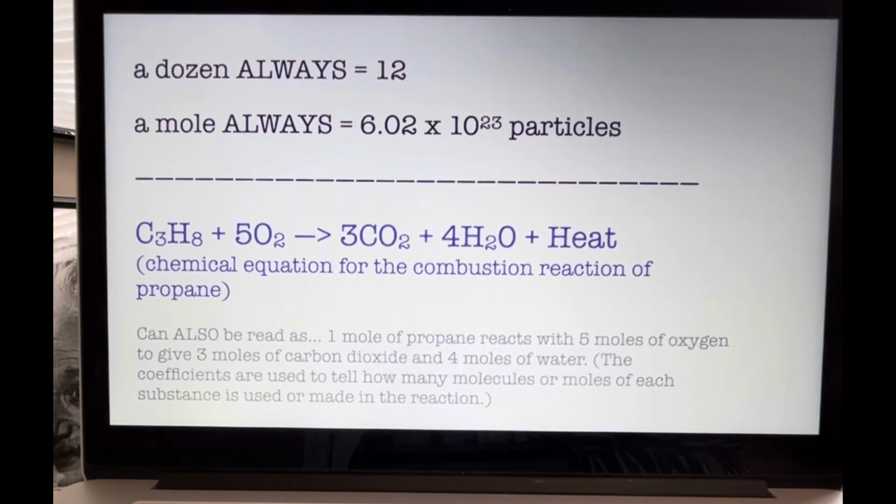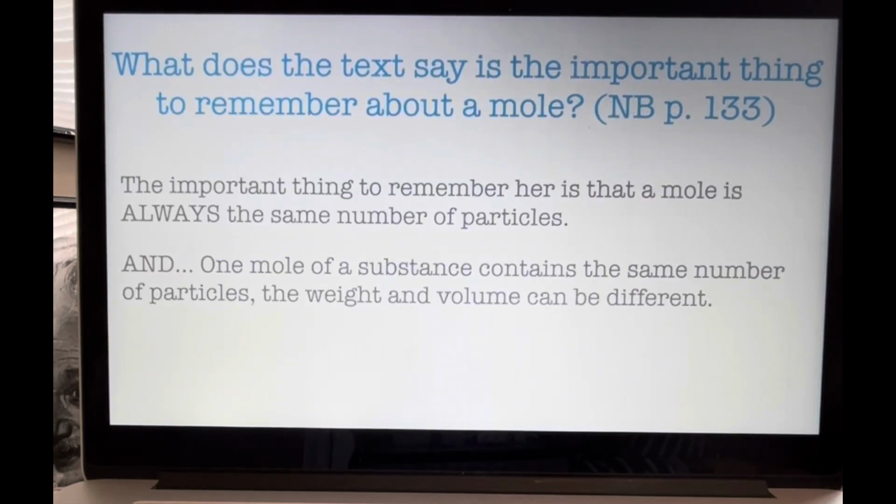We would be reading that as 1 molecule of propane reacting with 5 molecules of oxygen, yielding 3 molecules of carbon dioxide and 4 molecules of water. But we can also read it as 1 mole of propane reacts with 5 moles of oxygen to give 3 moles of carbon dioxide and 4 moles of water. Notice how I use the coefficients to tell me how many moles or molecules of each substance is used or made in the reaction. All right, back to our notebook, page 133.